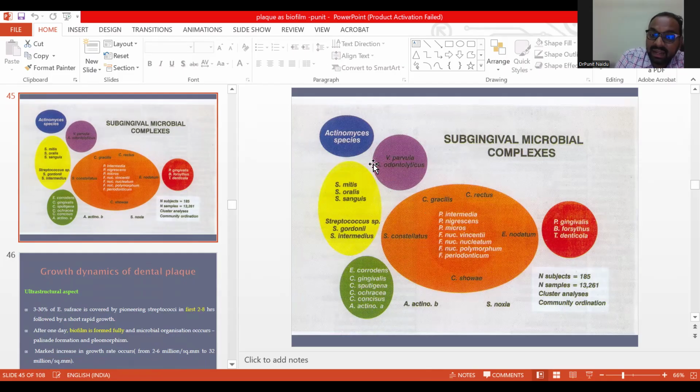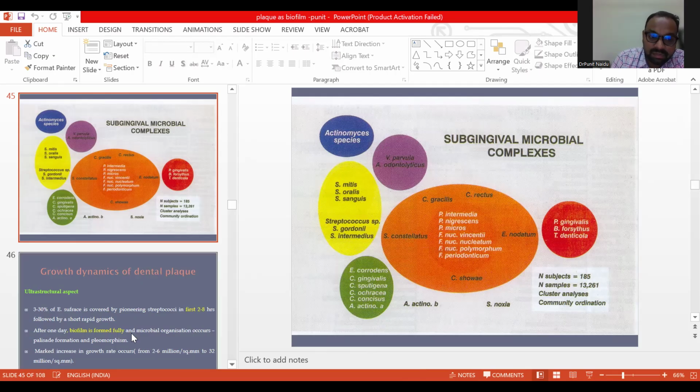The orange, red, purple, yellow, green. The red indicates P. gingivalis, T. forsythia, and T. denticola. And the orange one consists of P. intermedia, Campylobacter rectus, Campylobacter gracilis, and the yellow color consists of Streptococcus mitis, Streptococcus oralis, and Streptococcus species. And the purple color consists of V. parvula, and the green color consists of C. gingivalis, E. corrodens.